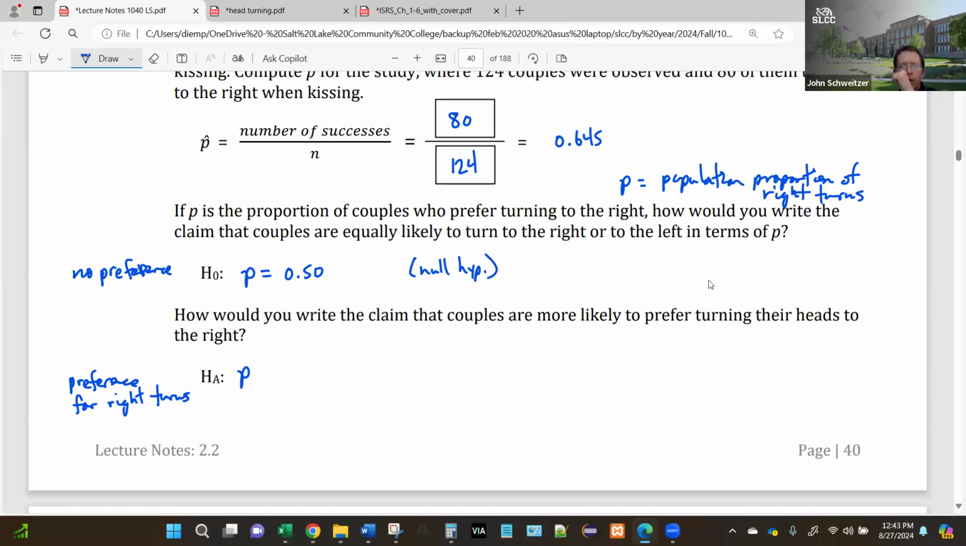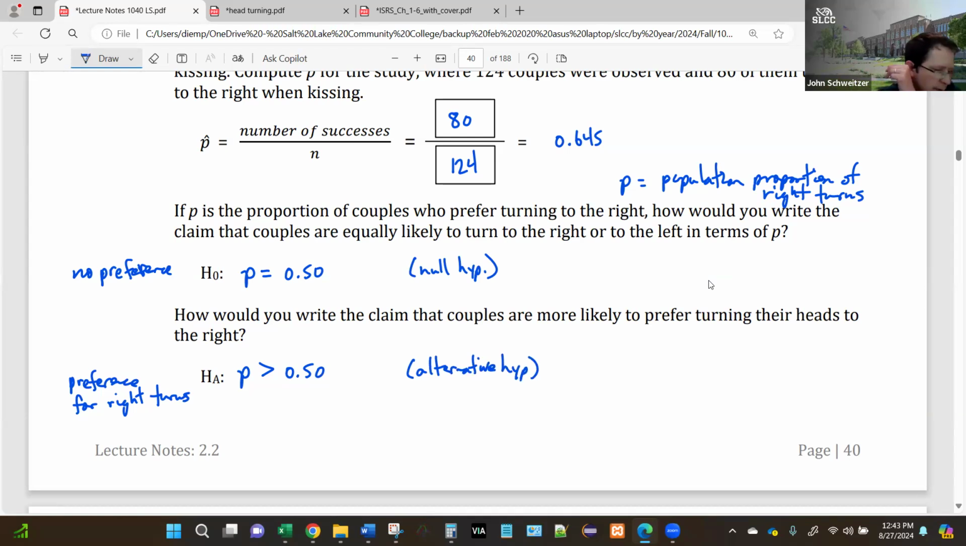What is the alternative here? Well, he was thinking that if you could observe everybody in the world, you would have more than 50% right turns, because he thinks that this effect from pregnancy, from gestation, actually continues on through life. So this is the alternative hypothesis, often called the researcher's hypothesis.